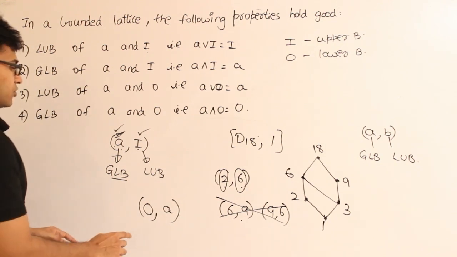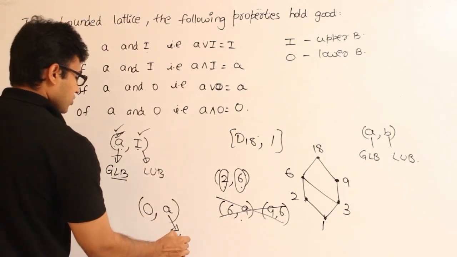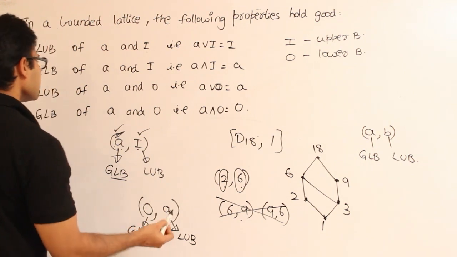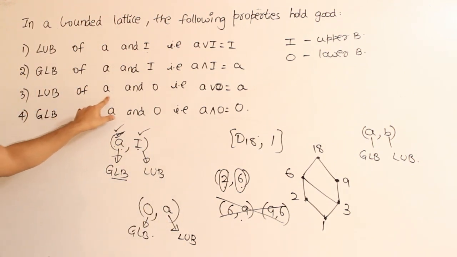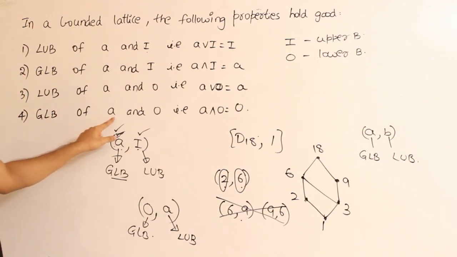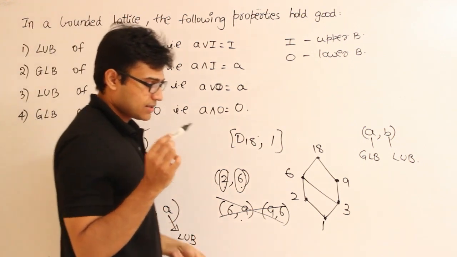So what is going to be the least upper bound and greatest lower bound? In this case, the least upper bound of A and O is going to be A, and the greatest lower bound of A and O is going to be O. So how did I do this? You have to understand this property.